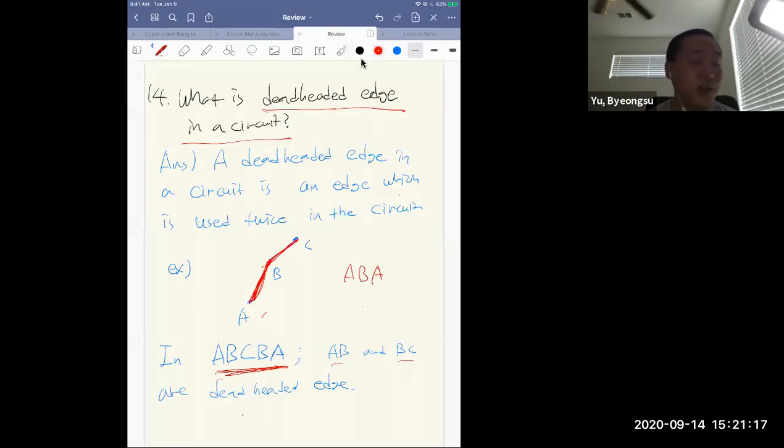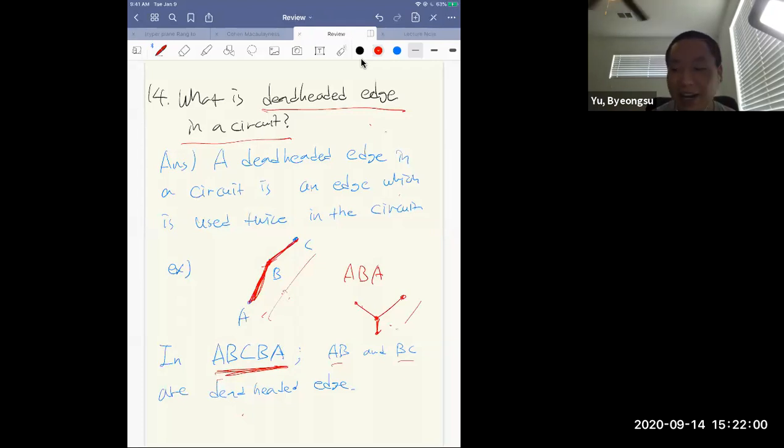In the actual exam, I will ask how you can make a graph such that every circuit has dead-headed edges. For example, this kind of line graph, or this kind of star graph. With this kind of graph, you cannot have a circuit without a dead-headed edge, because if you want to go back to where you started, you need to use an edge you already passed. So you can see a dead-headed edge always happens.